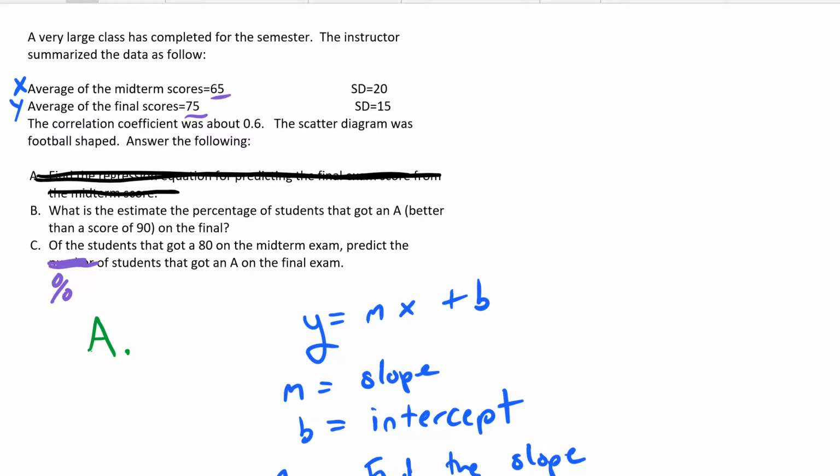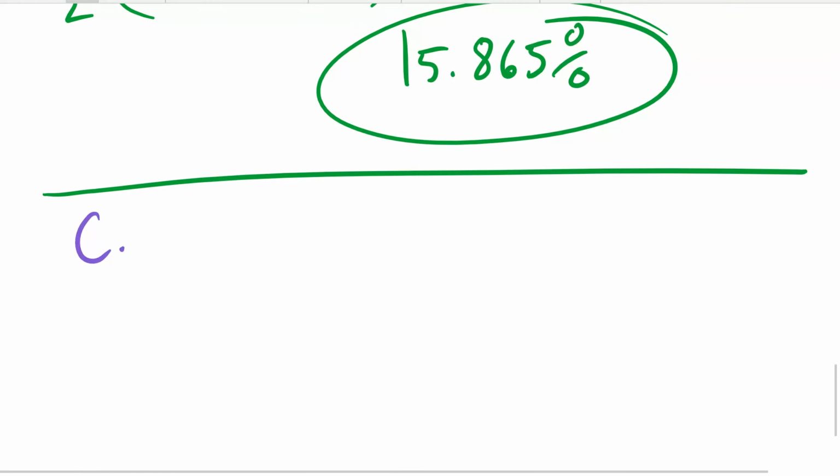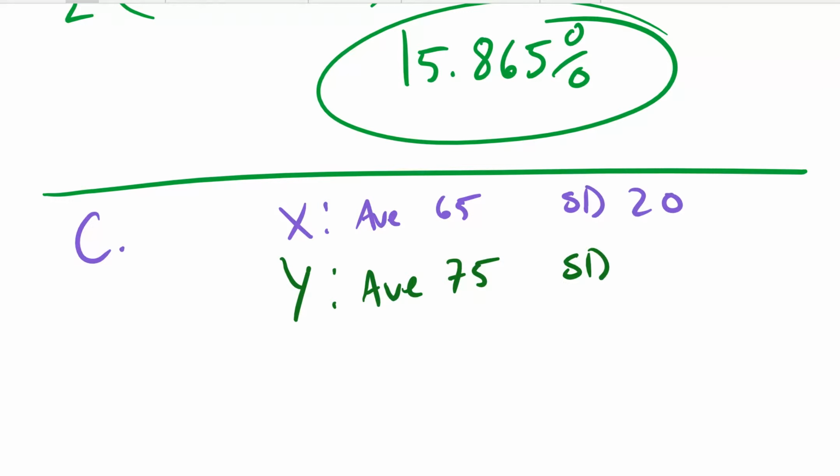To solve this problem, we need all of the information. So in X, the average was 65, the standard deviation was 20. Let's do Y in a different color. The average was 75 and the standard deviation was 15. The correlation coefficient was 0.6.